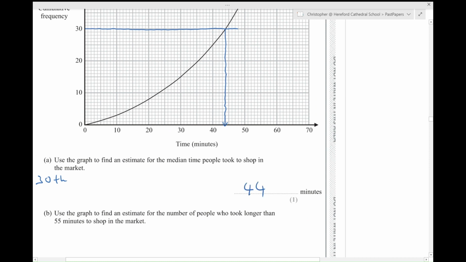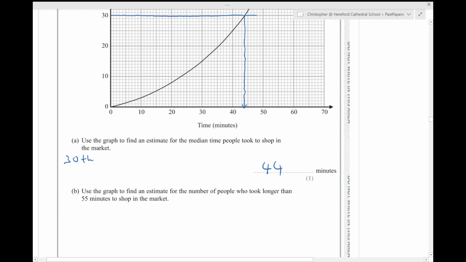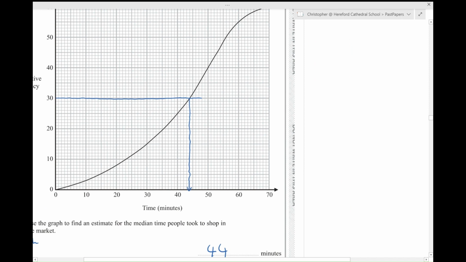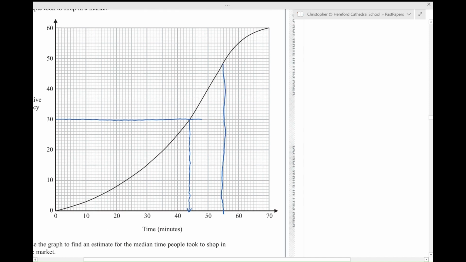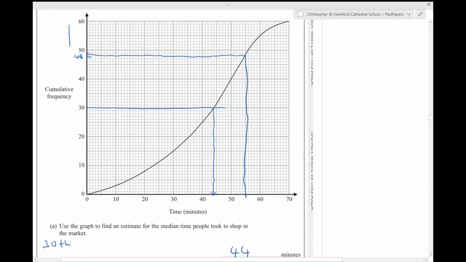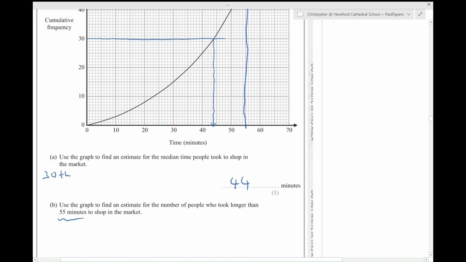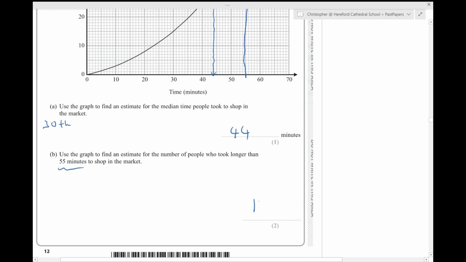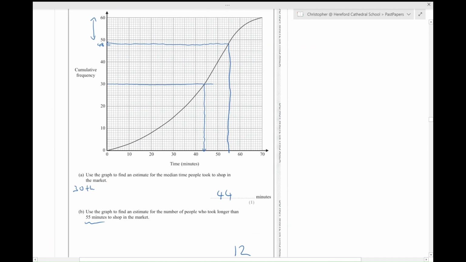44. And part B, use a graph to find an estimate for the number of people who took longer than 55 minutes. Well, let's have a look. Here's 55 minutes. So again, use your ruler when you're doing your exam and your pencil. Okay, and so if I draw with my ruler and pencil all the way across here, I see that 48 people took less than 55 minutes. And of course, there are 60 people in all. So it must have been 12 people who took longer than 55 minutes.